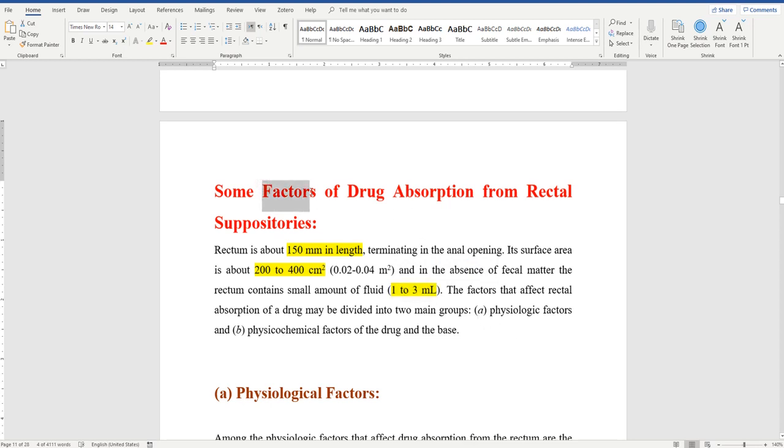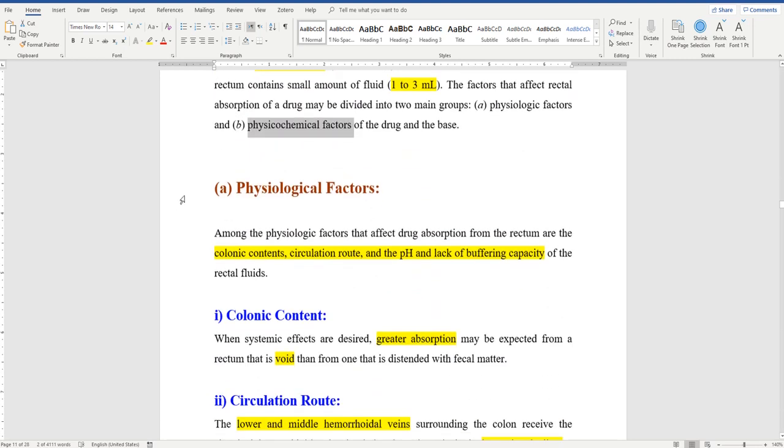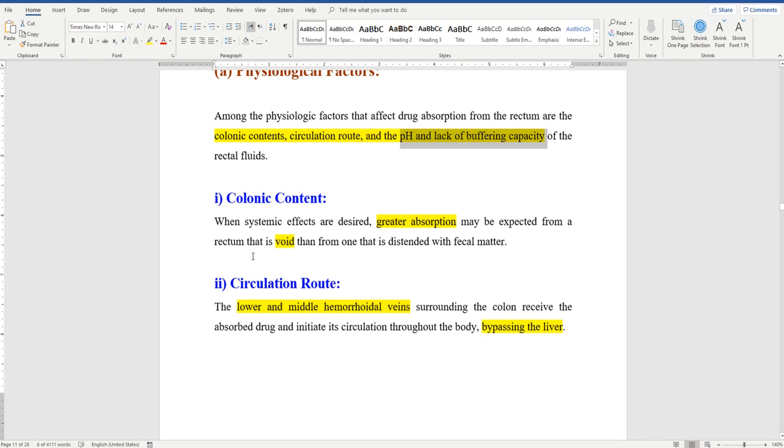Now, the factors that affect drug absorption can be classified as physiological factors or physicochemical factors. Let me remind you again that physiological factors have to do with the rectum, while physicochemical factors have to do with the base and the drug. Starting with physiological factors, we will talk about three main things: the colonic content, meaning what is inside the colon, here I'm talking about the stool; the circulatory route, about the hemorrhoidal veins that absorb from the rectum; and the pH and lack of buffer capacity in the rectum. We will talk about each one in detail.